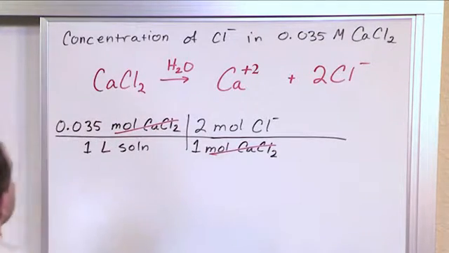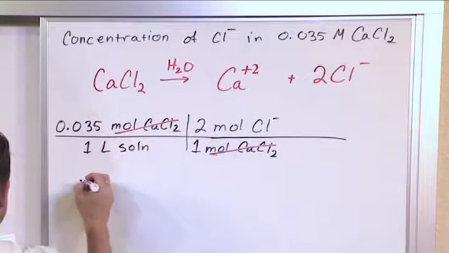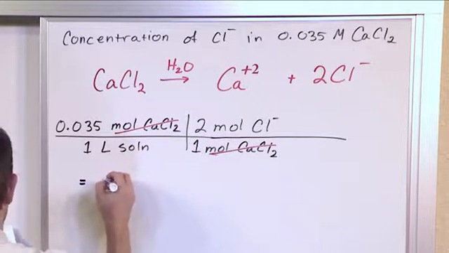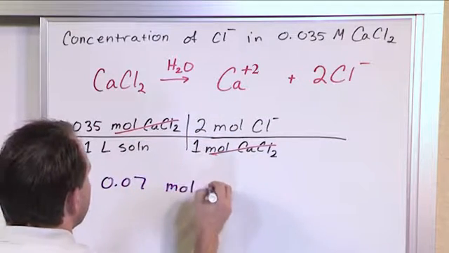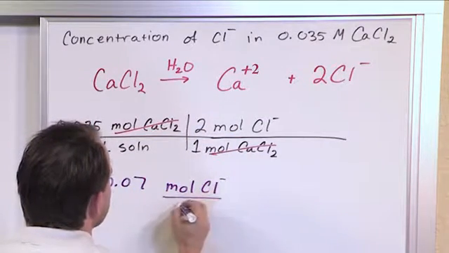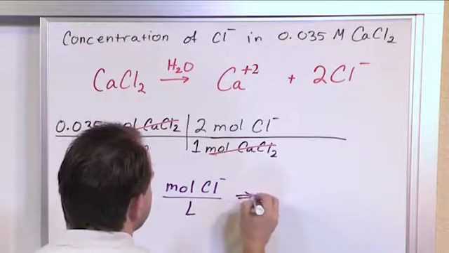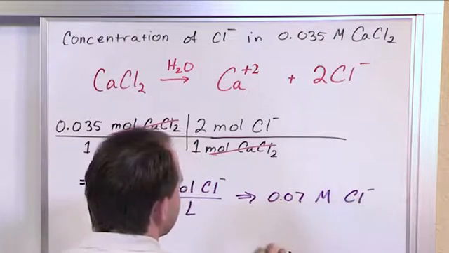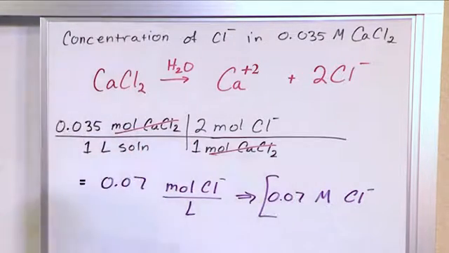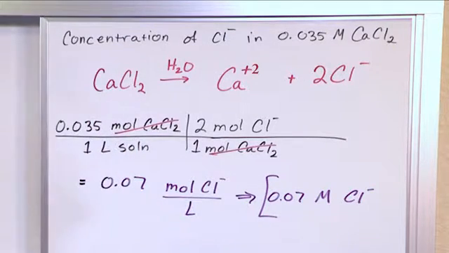So we take 0.035, multiply by 2, and what we're going to get is 0.07, the unit is moles of chlorine ions per liter. I'm just going to call it liter of solution, which is 0.07 molar of chlorine ions. 0.07 molar. So when you see molar, you should translate it in your head to moles per liter. Okay? Moles per liter.